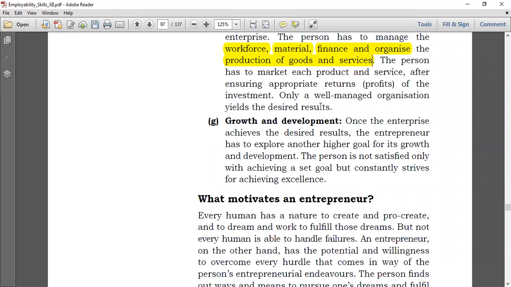Growth and development. So once you start up a business, then you should think of some higher goals, because that is not an end point. So right, you should think of achieving some better goal. You should have some good goals, and what all things you should do to achieve much better in your business, right? So you should keep on moving. That's the important thing.